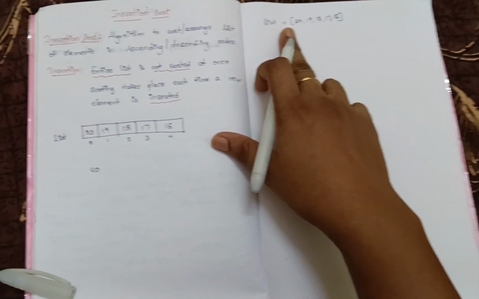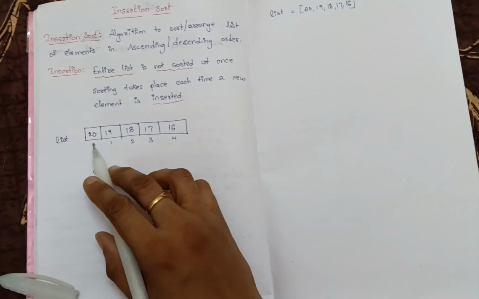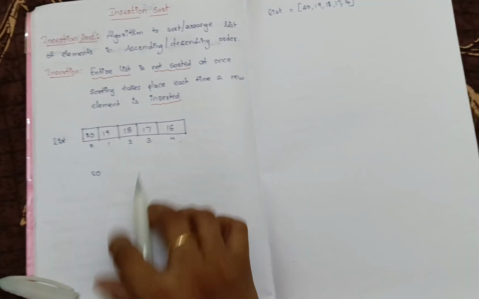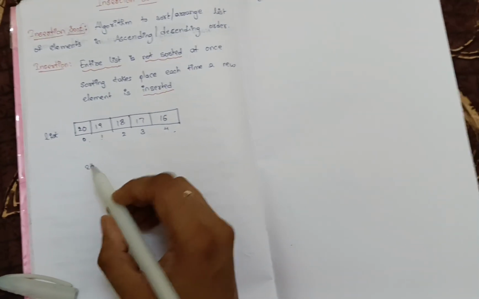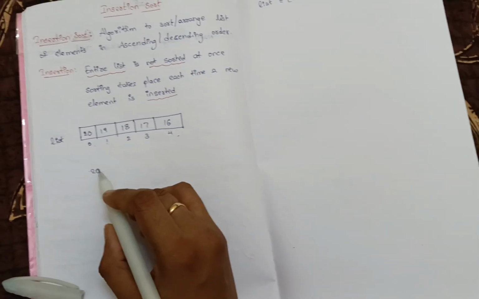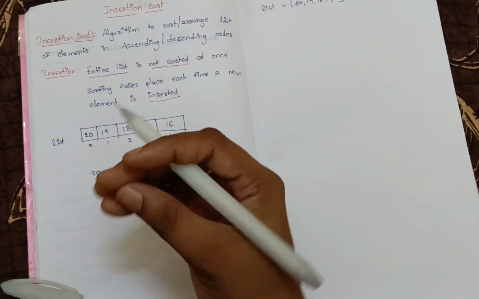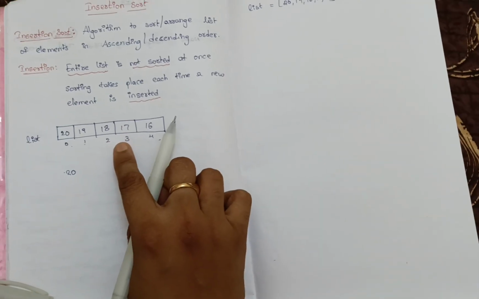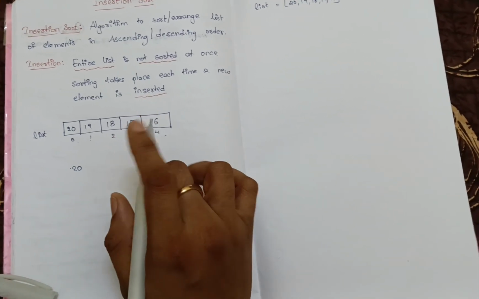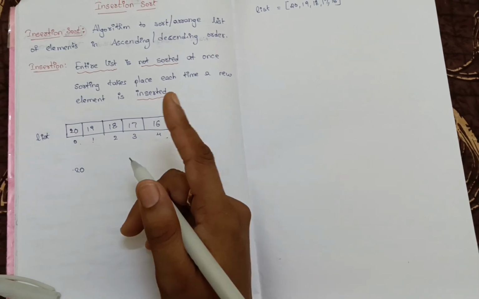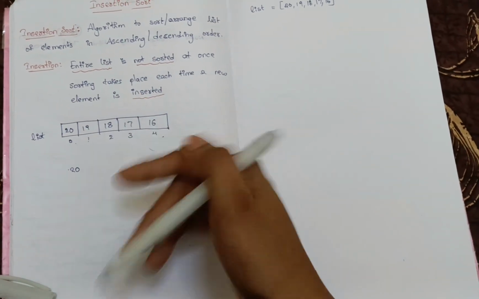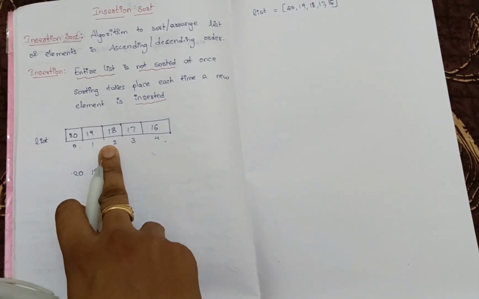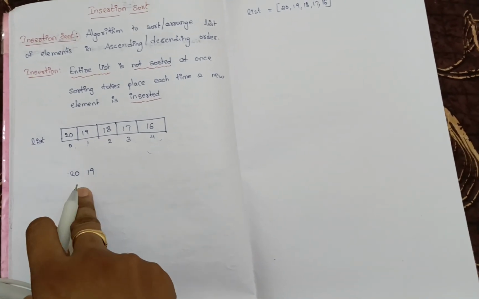If you would like to access any element in that list, we have to access it with the index, right? Now let me consider the first element. Suppose 20 is inserted into the list. Can we sort only one number? No, we cannot. At least we should have two elements, then only can we perform any sorting technique. Let me consider another number as well. Suppose 19 is also inserted into our array.